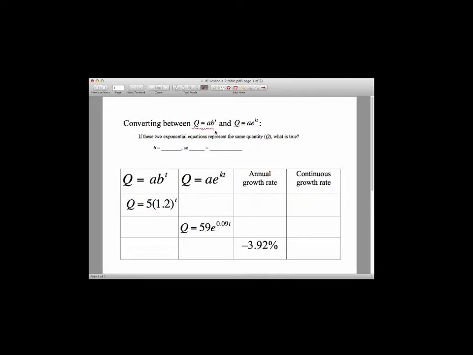The first model is the standard a times b to the t. A is considered the initial amount, b is considered the growth factor, t of course is the time variable or the input variable, and q is the output variable. And this is the type of equation we use anytime it's written as maybe we have a per year growth or per month or per minute, something like that. If it's clearly a per time unit growth, then we would use this function to model the growth.